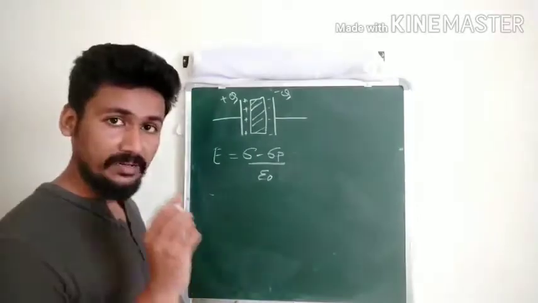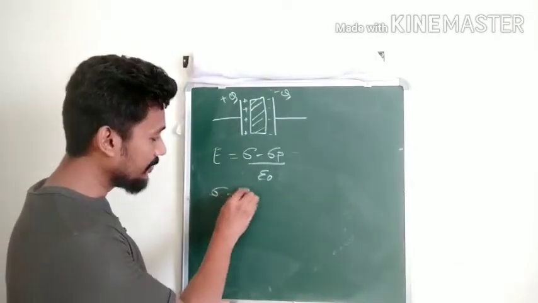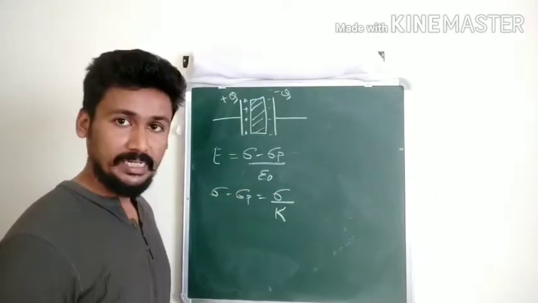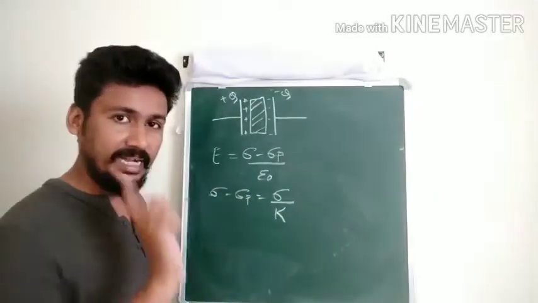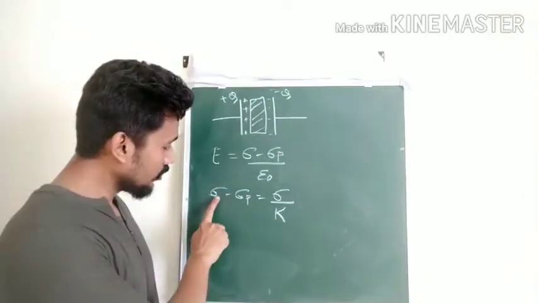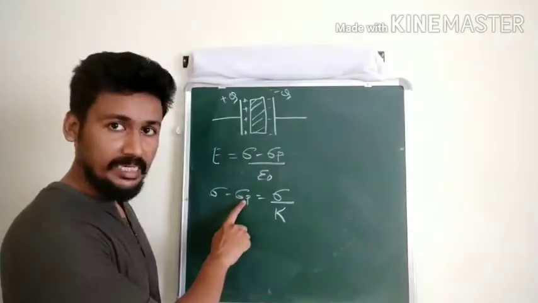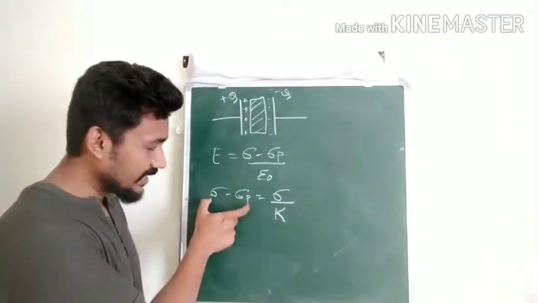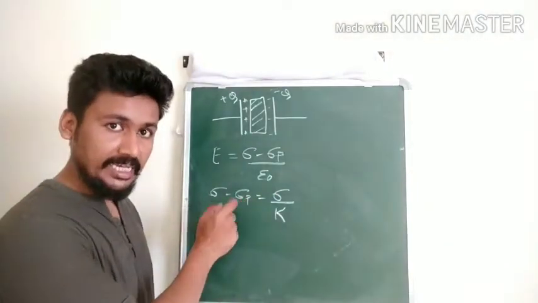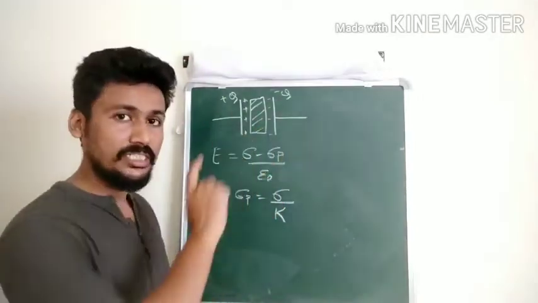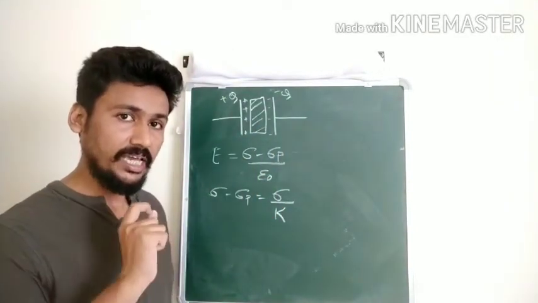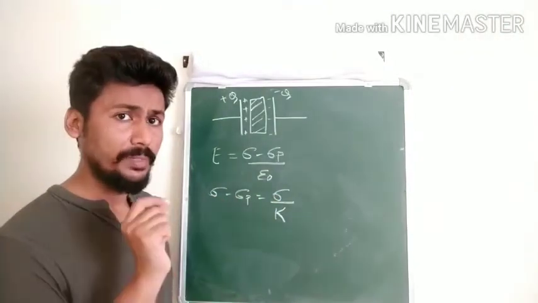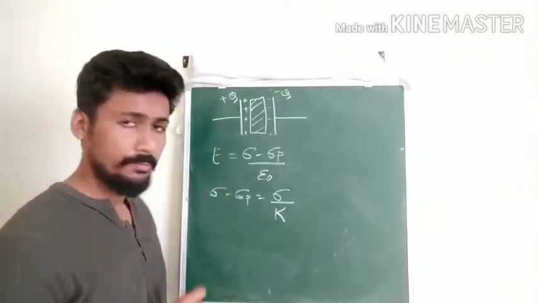Okay, and we can write sigma minus sigma P is equal to sigma by capital K. Why we are writing this, I will tell you. We are assuming that sigma minus sigma P is directly proportional to sigma. That is, the resultant charge density is directly proportional to the original charge density. This we can assume because this is a linear isotropic dielectric material that we have put inside.